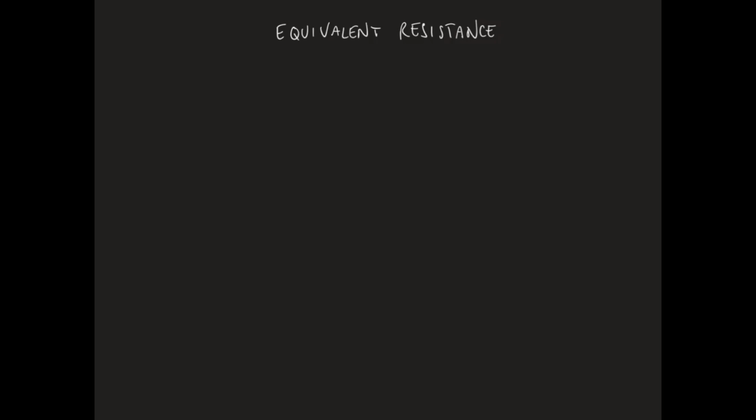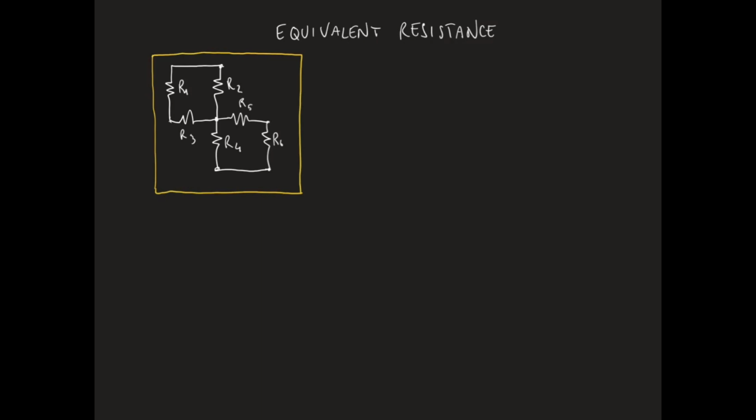Let us consider a network including a set of resistors connected together in various ways. Suppose that the network is inside a box, so we don't actually know how the resistors are connected together. Suppose now that we want to find the equivalent resistance for this network.